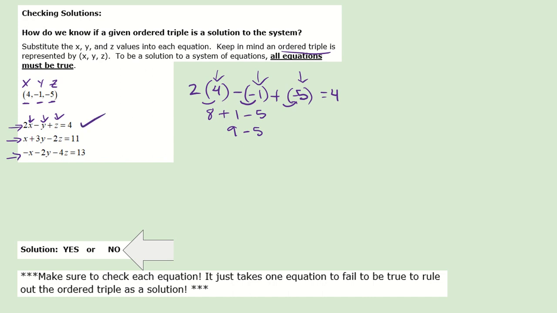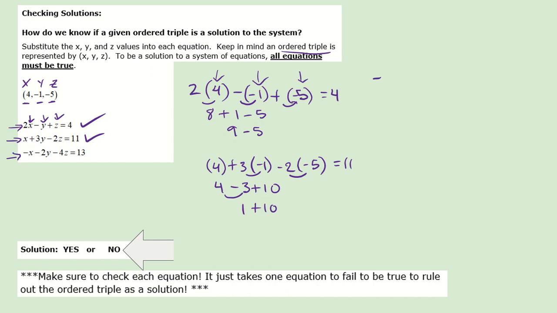Let's check the next equation. So we have x, so that's 4, plus 3y, so 3 times -1, minus 2z, so 2 times -5. And then this should equal 11. So let's check. 4, and then 3 times -1, that's -3. Negative times negative is positive. 2 times 5 is 10. So then 4 minus 3 is 1. 1 plus 10 is 11. So that checks as well. Let's try the third one.